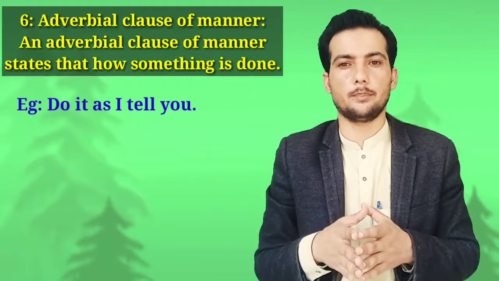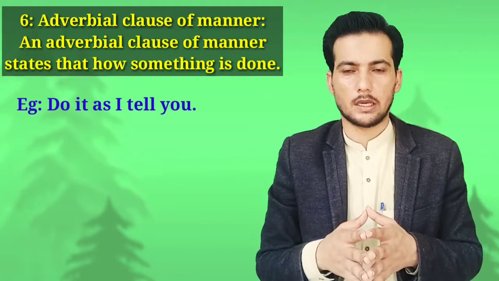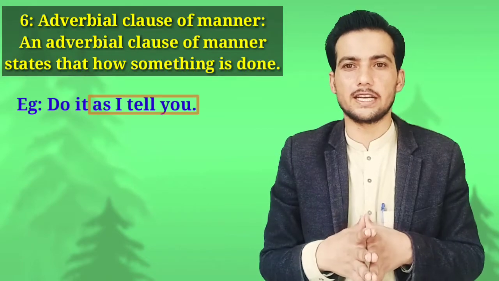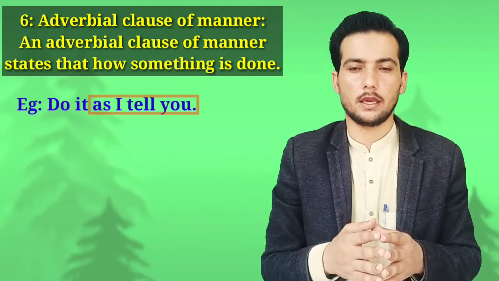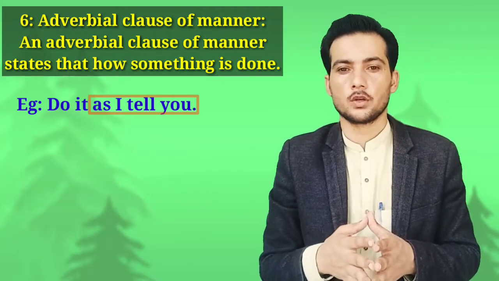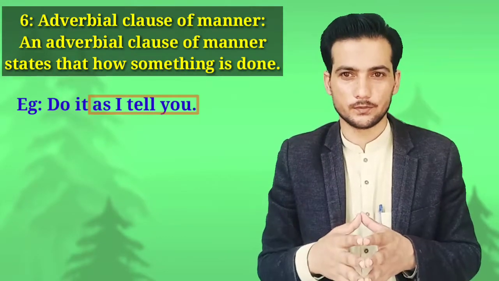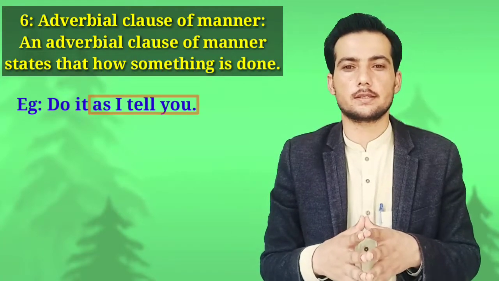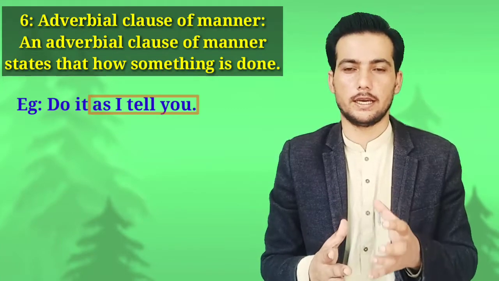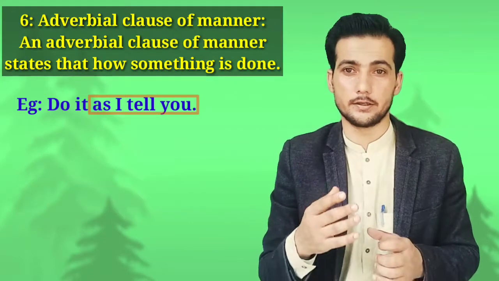This is an imperative sentence, and "do it" is the main clause, because it can stand alone. After that comes another clause, starting with the subordinating conjunction "as." It also consists of a subject and a verb: the subject is "I" and "tell" is the verb. Do it, but how should you do it? Do it as I tell you. So "as I tell you" is an adverbial clause of manner, because it gives us information about the verb "do."